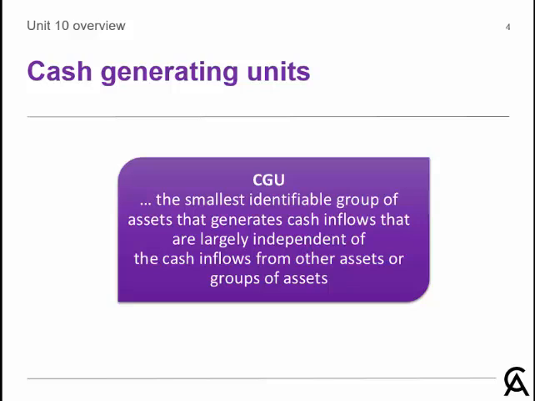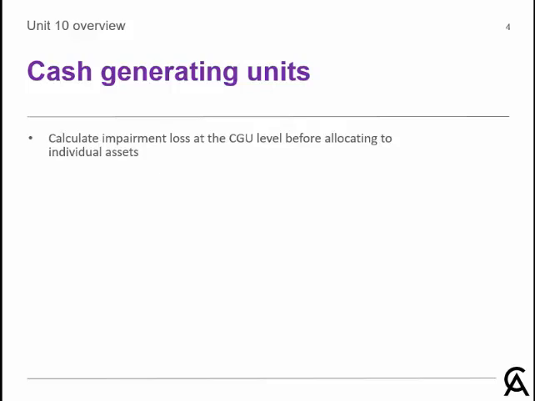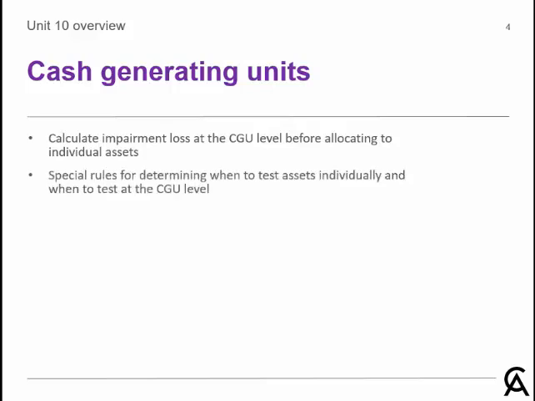So cash generating units, that might be, for example, a division. So a CGU is the smallest identifiable group of assets that generate cash inflows that are largely independent of the cash inflows from other assets or groups of assets. So when we have a cash generating unit, we work out the impairment loss at that level, and then we have to do some allocations down to individual assets within that cash generating unit, again, such as a division.